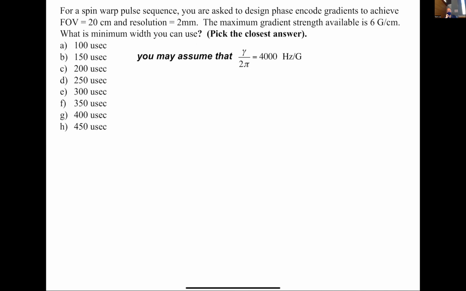Okay, about another minute, and then just put in your best guess.